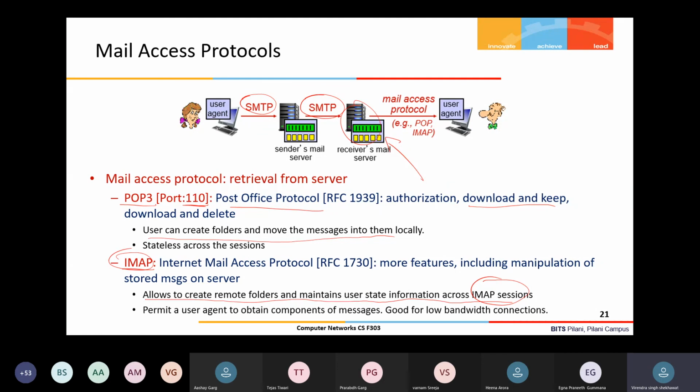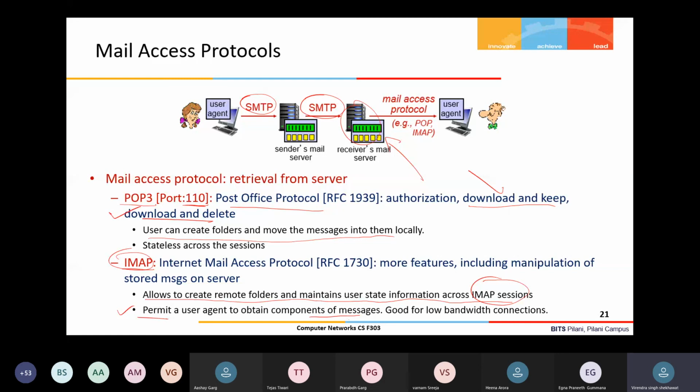That is because the IMAP protocol is used for mail access. It allows manipulation at the server itself. POP3 doesn't allow any manipulation at the server. It just provides two options: download and keep, and download and delete. Another feature of IMAP is that it permits a user agent to obtain components of the messages. Sometimes you might have observed, when you are accessing mail from your mobile phone, it asks whether you need the attachment or whether we can omit it. So without the attachment also you can retrieve the mail.